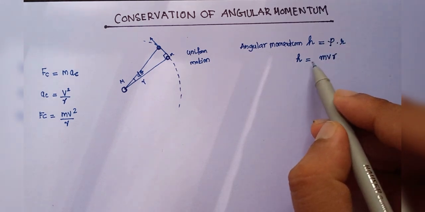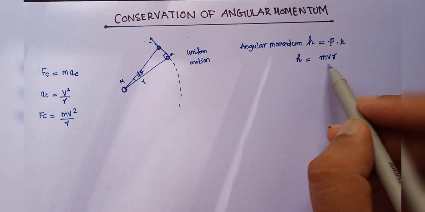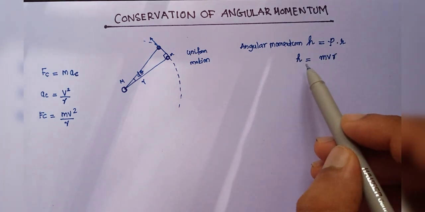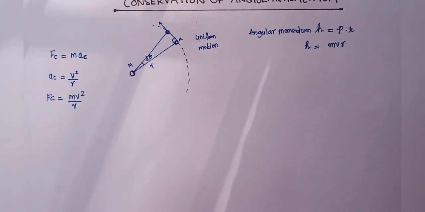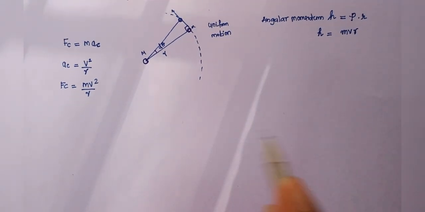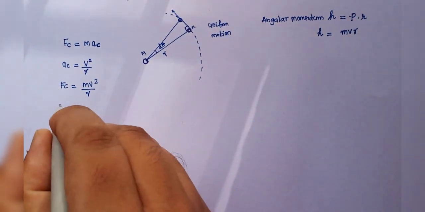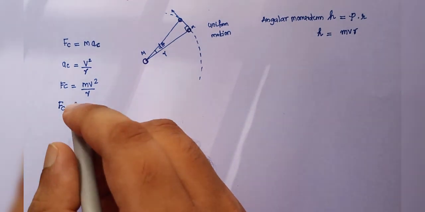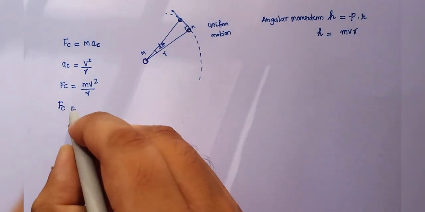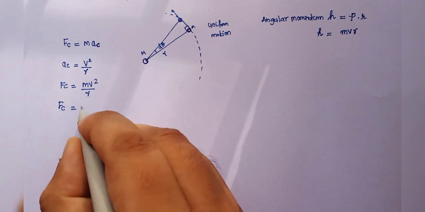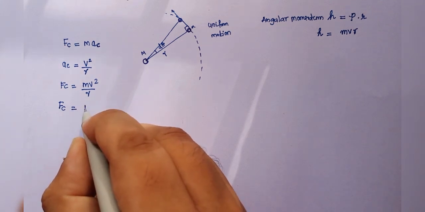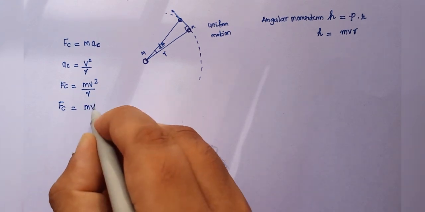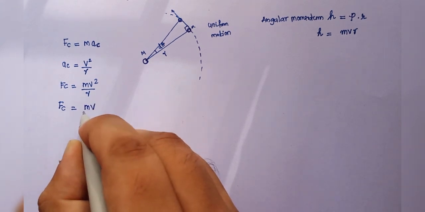Okay, so h is equal to mv here. So this is called, magnitude wise, the angular momentum expression. Okay, now let's say we have mv square by r here. So I write Fc is again equal to, okay, now Fc I have a very important term here. So Fc is equal to m into v, mv divided by r.